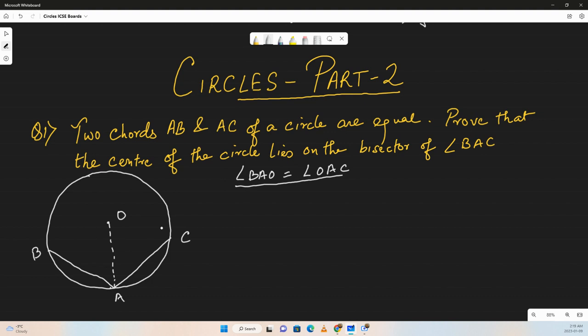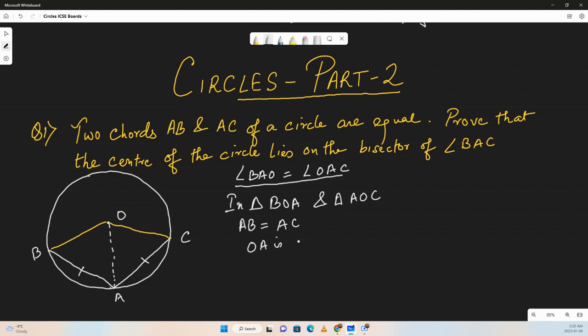Okay. So let's join OB and OC. The reason why we are joining it is we have the triangles, and we'll try to see what we can do with the triangles. Okay, so let me draw it with a different color. So let's join these two, and let's see what relationship we can have of the triangles. So let's say in triangle BOA and triangle AOC, we have AB equals AC. So this side and this side are equal.